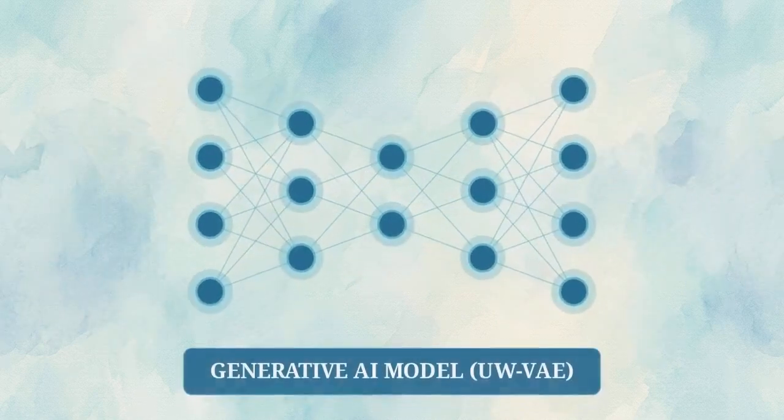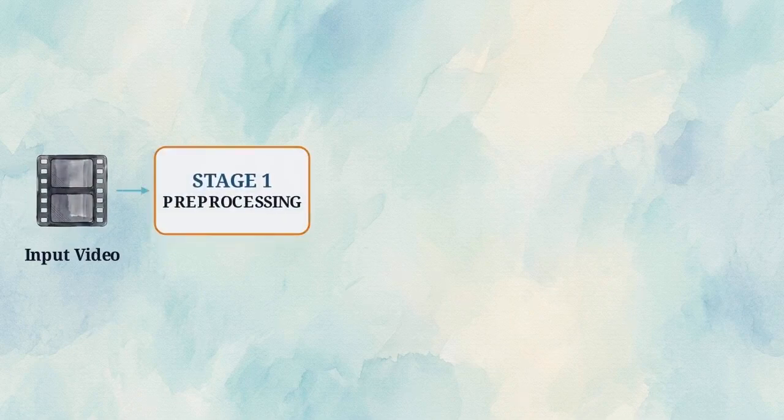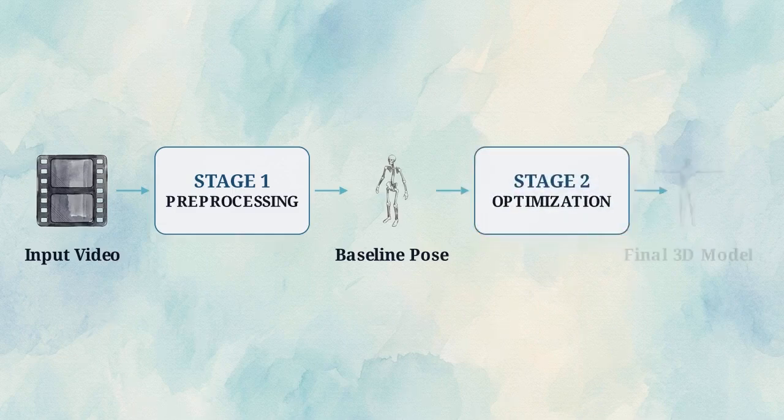Recovering human motion here requires discarding direct physics simulations in favor of a different architectural approach. That approach is the Underwater Human Pose Estimation Pipeline, or UW-VAE, a framework designed to bypass explicit optical physics calculations. The architecture relies on two overarching modules. First, a pre-process stage extracts an initial baseline pose from the video. Second, an optimization stage refines that data to construct the final 3D model.